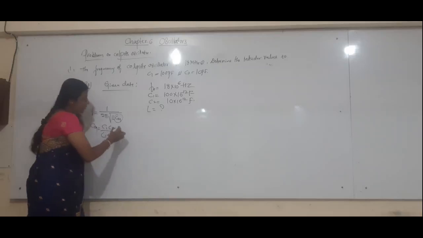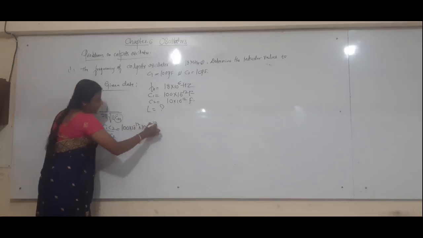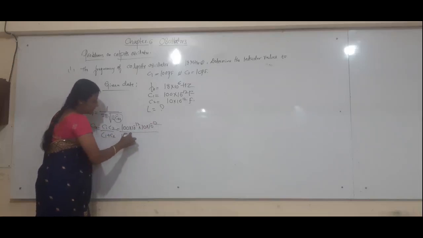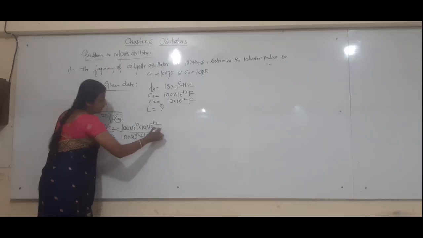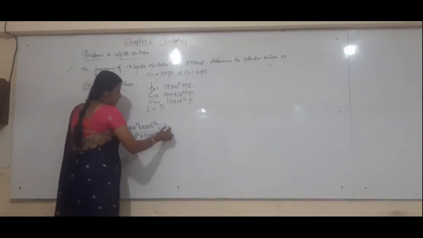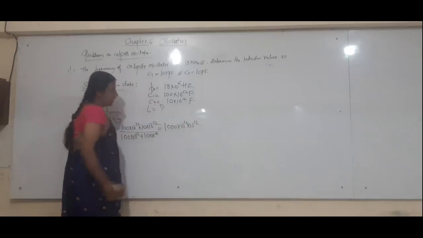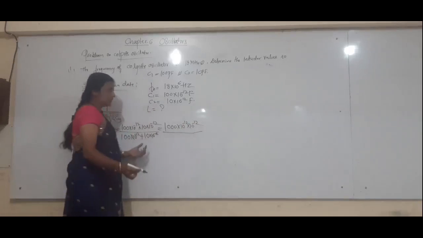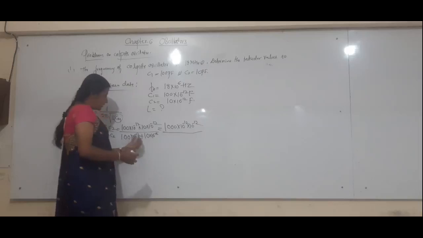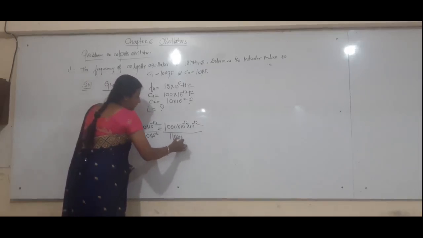So, therefore, C1 C2 is nothing but C1 is here 100 pico into C2, 10 pico, divided by 100 pico plus 10 pico. So, therefore, we get here 100 into 10 is 1000, 1000 into 10 raised to minus 12 and 10 raised to minus 12. You have to separate it in three. Still, I will not multiply both these two terms. Why? Because it cancels in a next step. So, 100 plus 10 is how much? That is 110 picofarad.